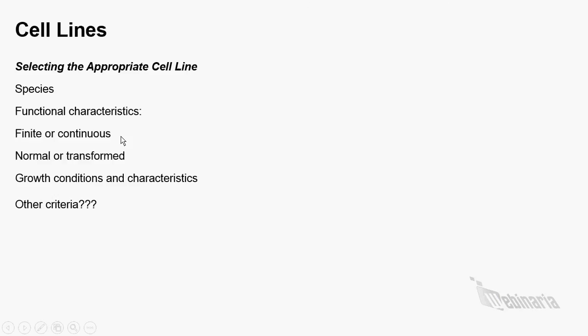Finite or continuous? What will you choose? While choosing this, finite cell lines may give you more options to express the correct functions. Continuous cell lines are often easier to clone and maintain. Normal or transformed? Transformed cell lines usually have an increased growth rate and higher plating efficiency, are continuous and require less serum in media. Okay, but they have undergone a permanent change in their phenotype through a genetic transformation.